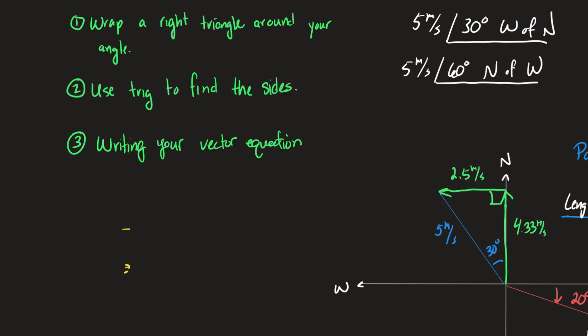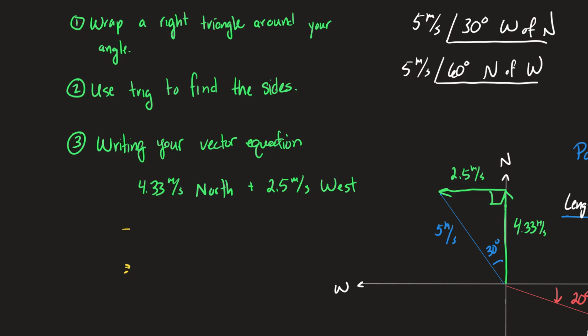Moving right along, I want to write my vector equation. Here's where you have lots of ways to do so. So I'm going to show you the different ways that are acceptable, and then the one I'm probably going to ask you to use, okay? We could say 4.33 meters per second to the north plus 2.5 meters per second to the west. This is an acceptable way to do it, but for what we're going to do in class, this probably would be the least valuable way of writing it.